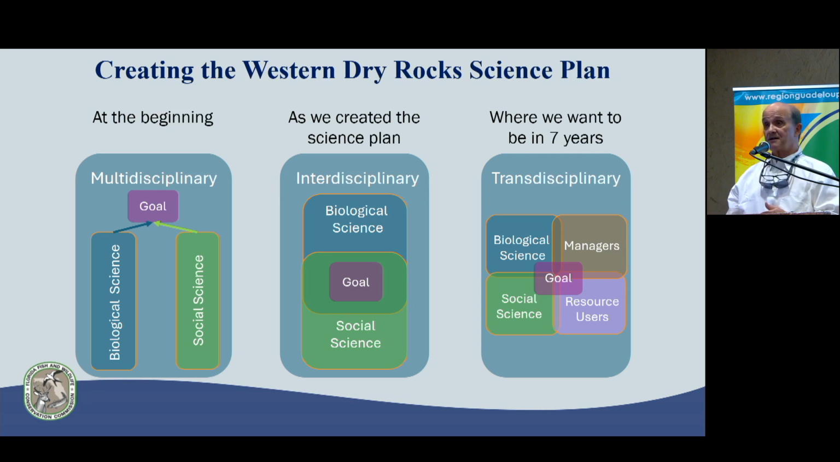And the end goal, at the 7 years, is to have a transdisciplinary approach where everybody is involved, all the stakeholders: the biological, the social, the managers, and the resource users, all together to protect the aggregation and the sustainability of those resources in Western Dry Rocks.